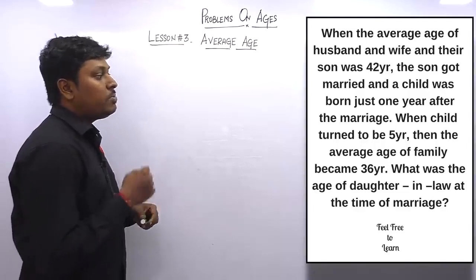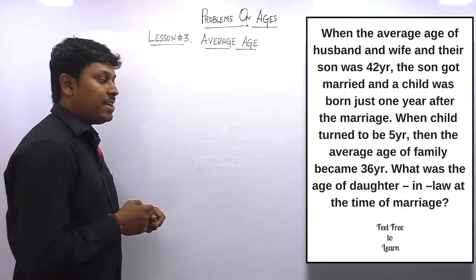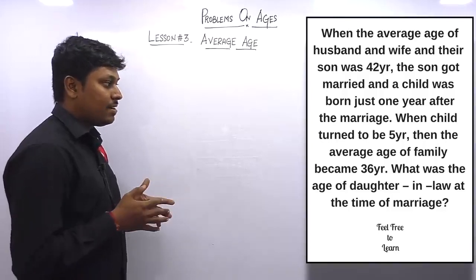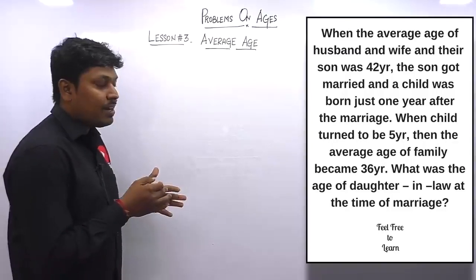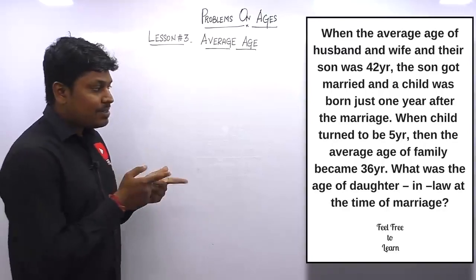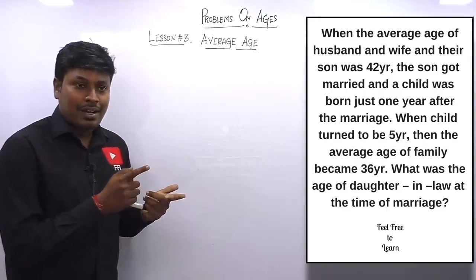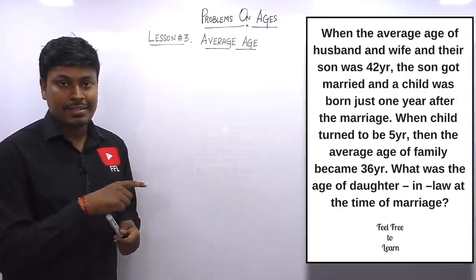When the child turned 5 years, then the average age of the family became 36 years. What was the age of the daughter-in-law at the time of marriage? Interesting question, and this was the question. It was a memory-based question of an SSC exam, right?